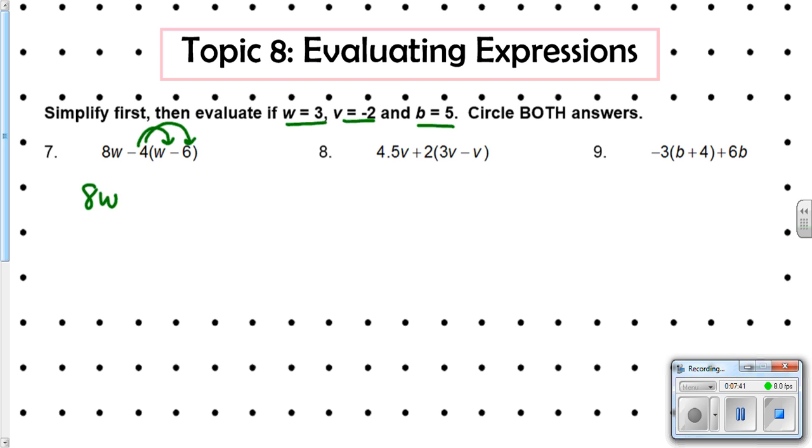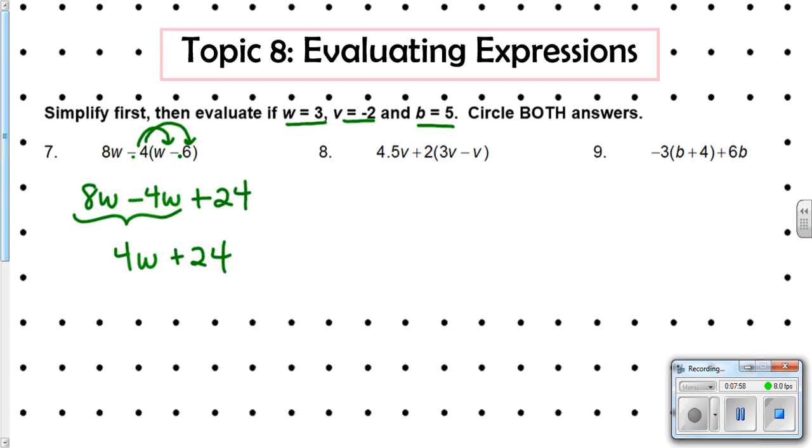So 8W minus 4W, the negative times the negative is plus 24. A lot of y'all struggled with that on your quiz. Got to count those signs. Let's keep simplifying. Let's combine like terms here. So 4W plus 24. These are not like terms anymore, so I cannot combine any further.